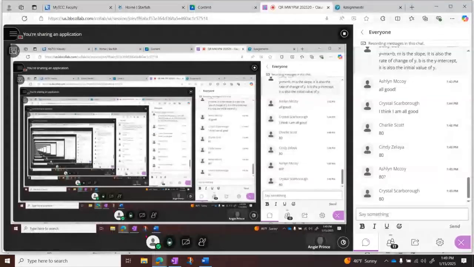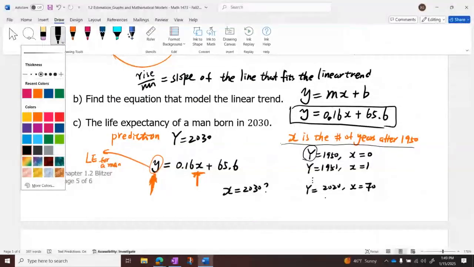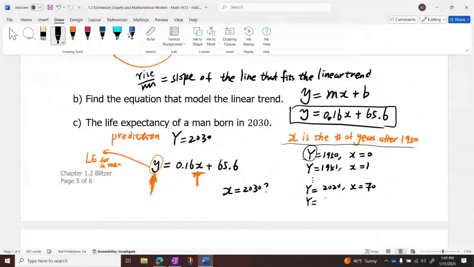You guys are great. That means no, right? We don't. Yeah, you are right. It's 80. Perfect. So in the year 2020, x equals 70. So in the year 2030, x is 80.